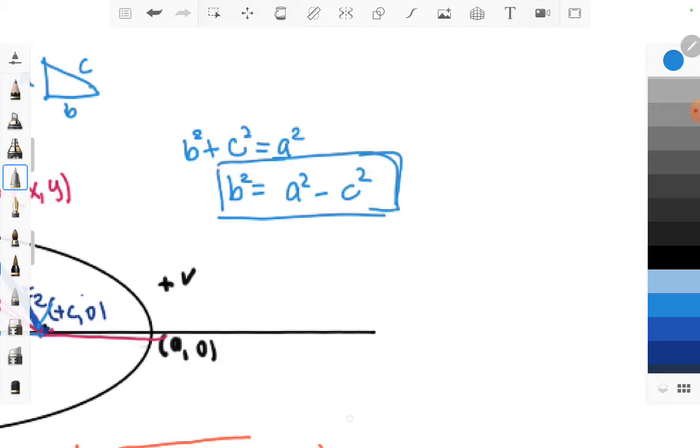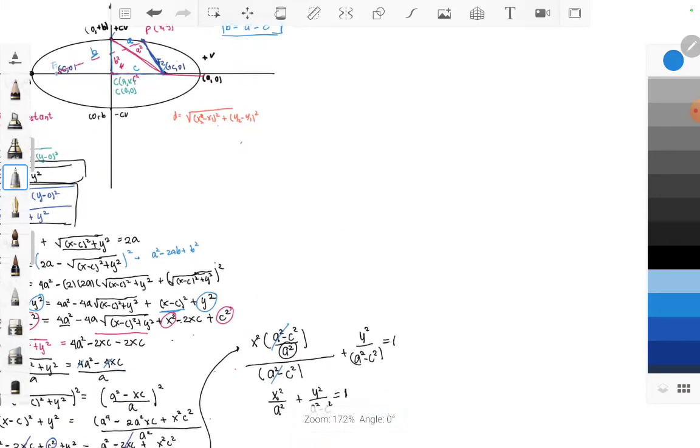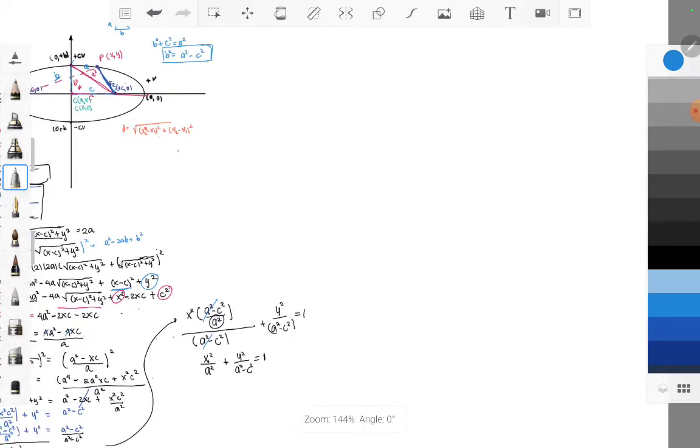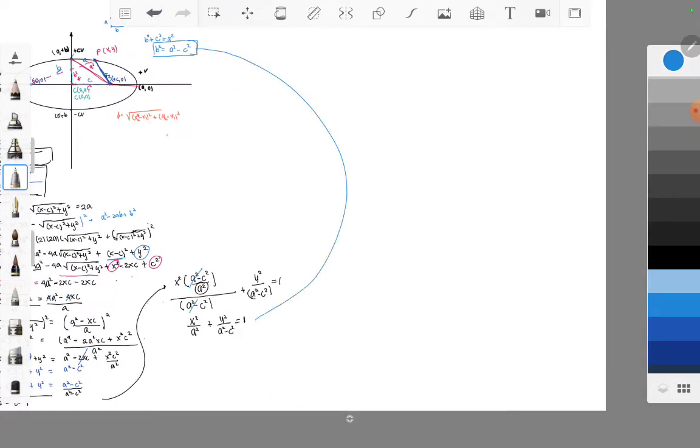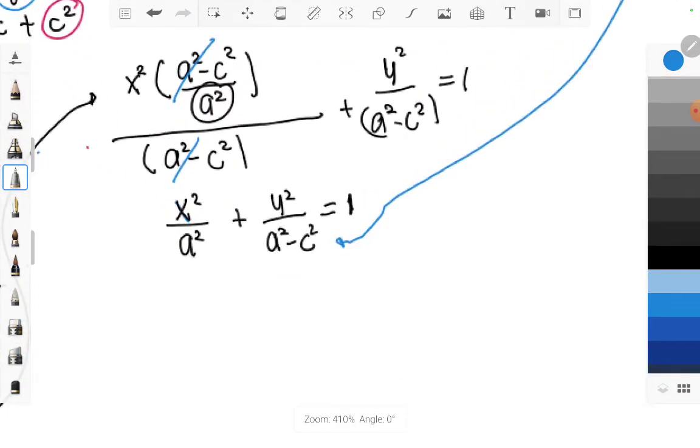Now, if we go back to our equation, you will see that a squared minus c squared is seen in our derivation. So therefore I will have x squared all over a squared plus y squared all over b squared equals 1.